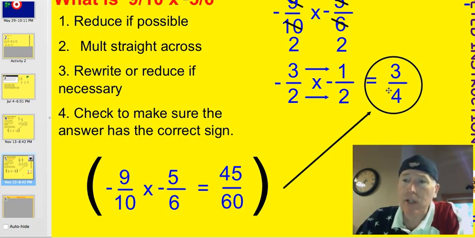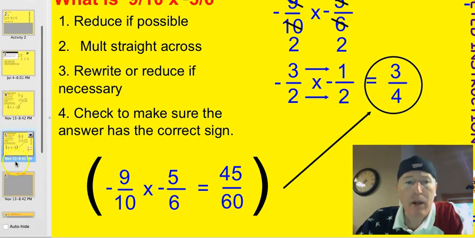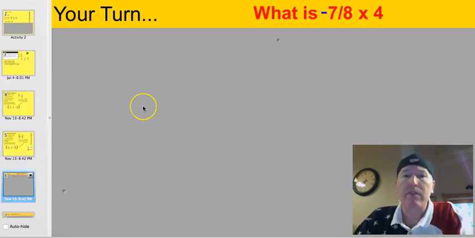Just double check to make sure that that answer has the correct sign, though. All right? Gets a little bit confusing. Sometimes you get so wrapped up in the process of multiplying and reducing or simplifying, you forget to check the sign. All right, here's your first problem. Go ahead and give this a try.